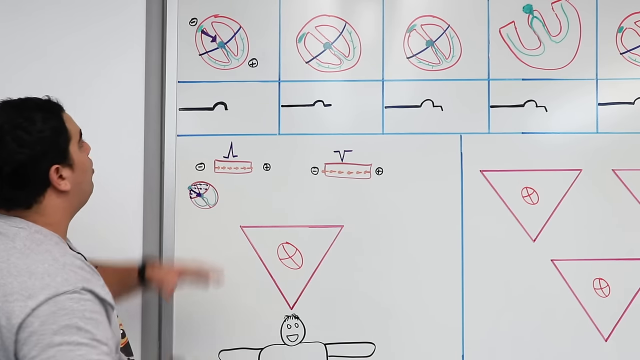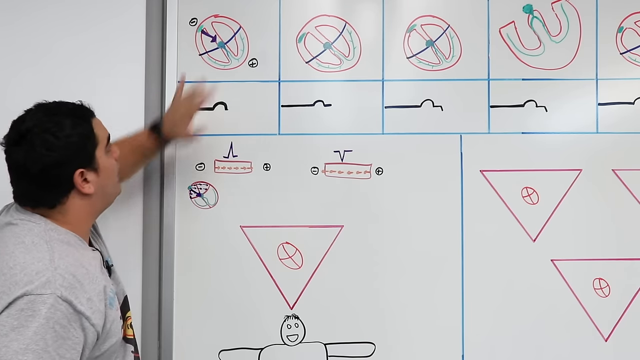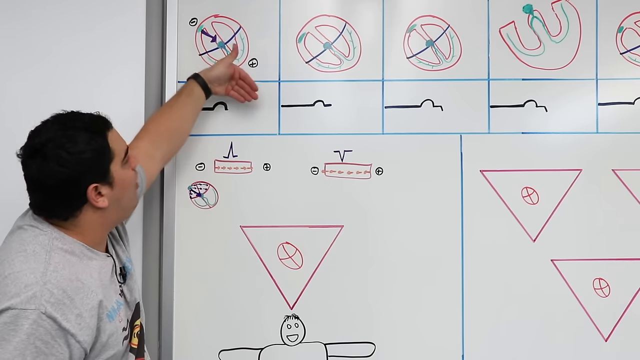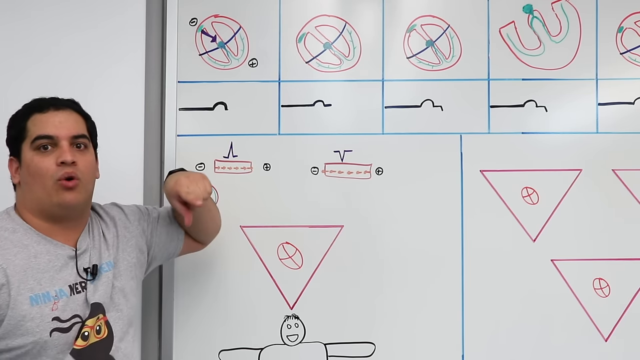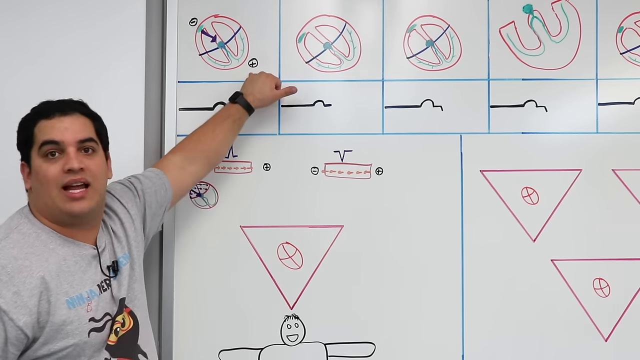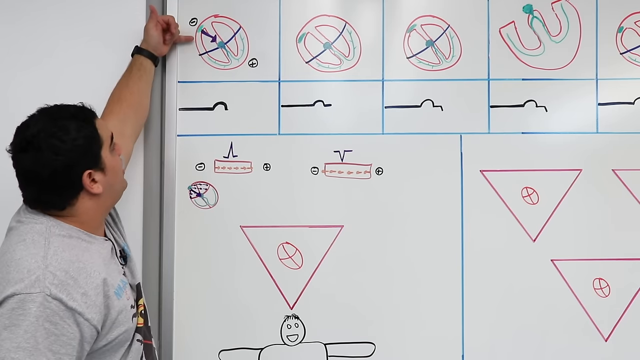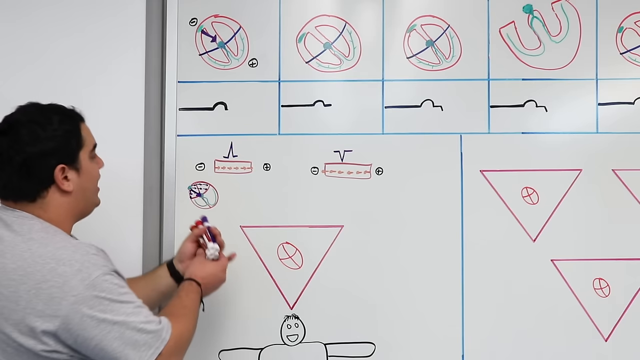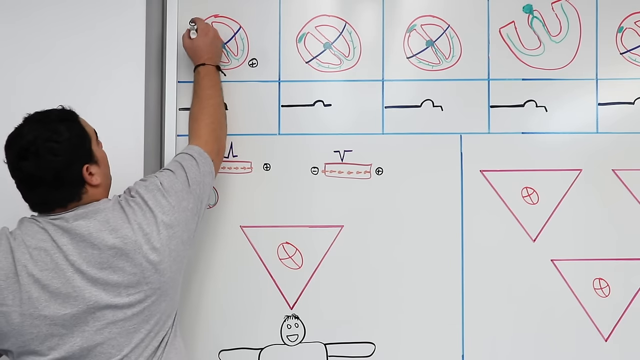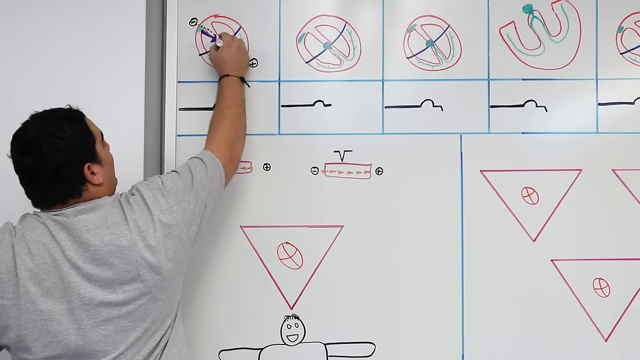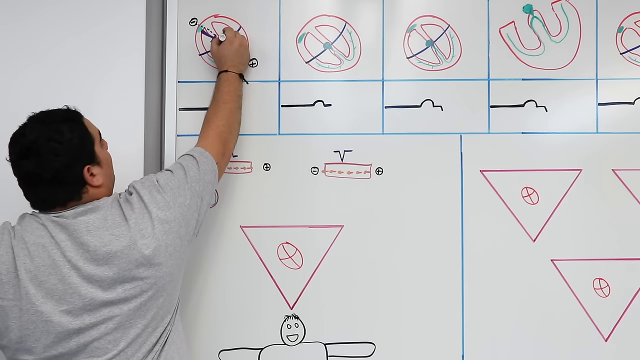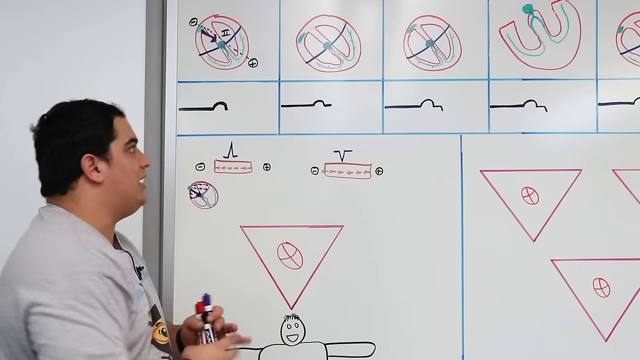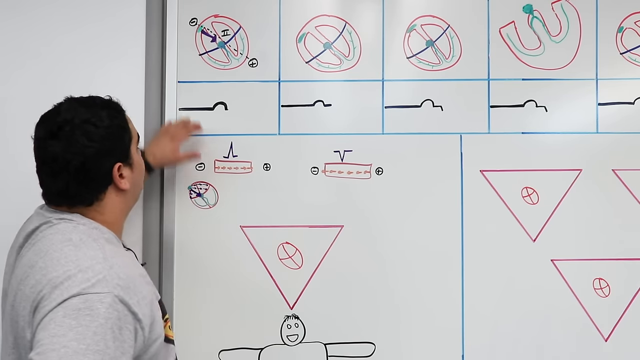So atrial depolarization starting from the SA node going towards the AV node is moving this way, kind of downwards and to the left. Where is it moving towards? The positive electrode. If the electrical activity of the heart is moving towards the positive electrode, and again, what lead is this example for? Here, let's make a dotted line here. This is going to be lead two. Again, I just want you to trust me for right now that this is going to be lead two. I'll explain what that means in a second.